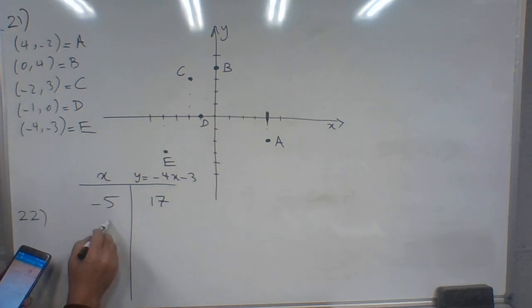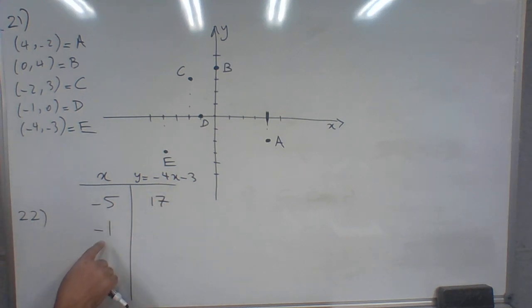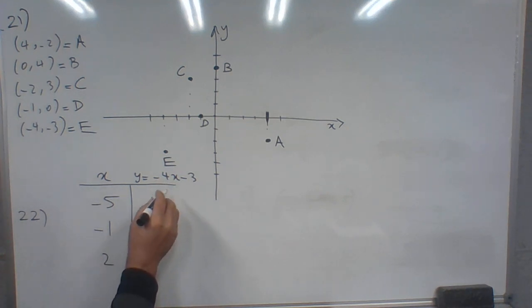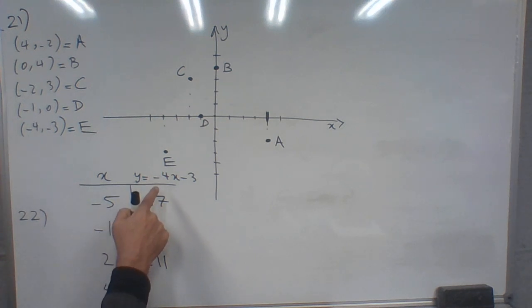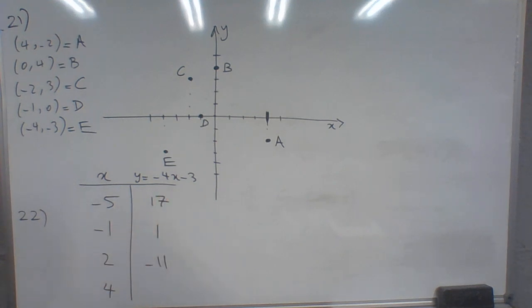Then it can be -1. -4 times -1 is 4. 4 minus 3 is 1. And then the next value for x is 2. -4 times 2 is -8. -8 minus 3 is -11. The last value is 4. -4 times 4 is -16. -16 minus 3 is -19.